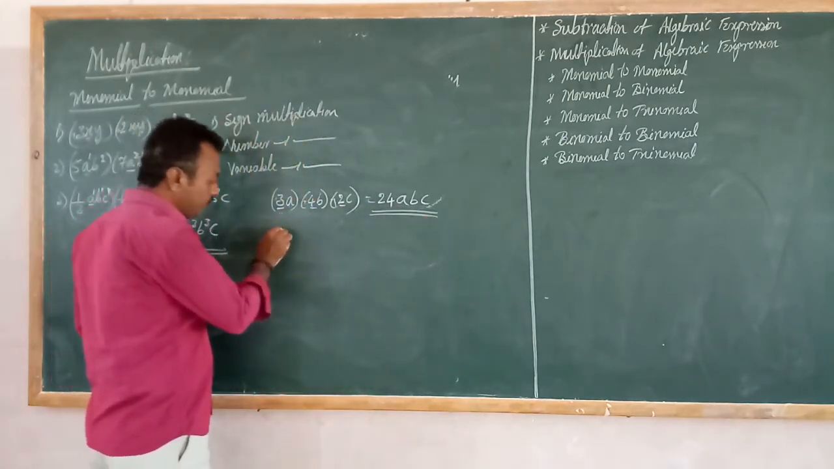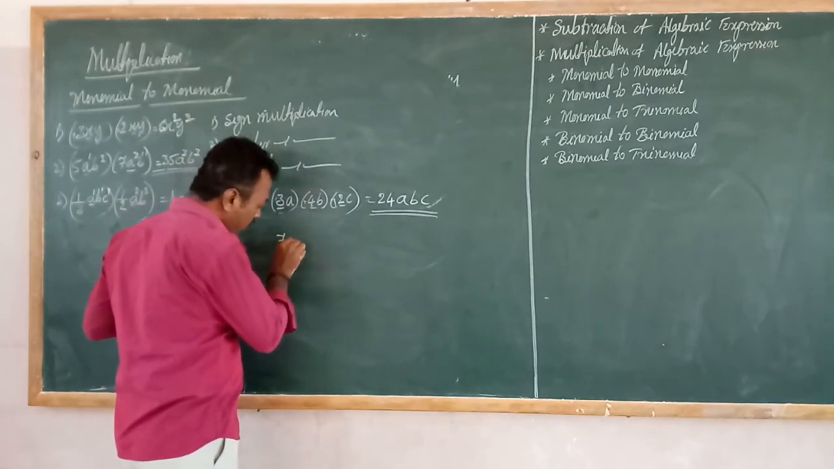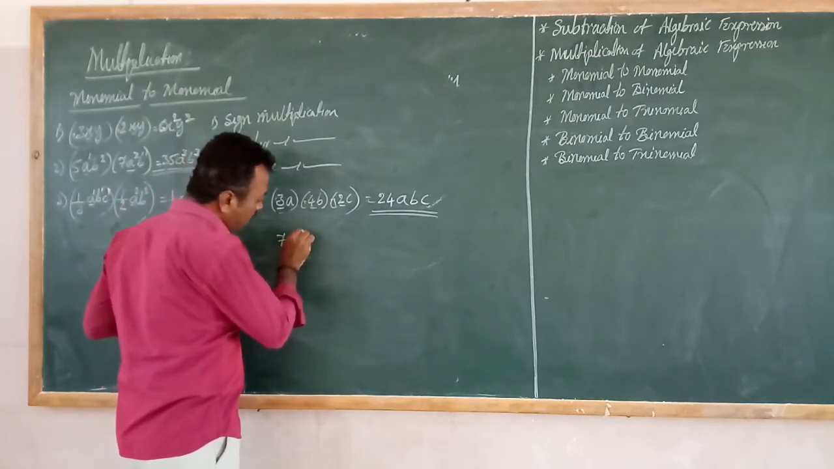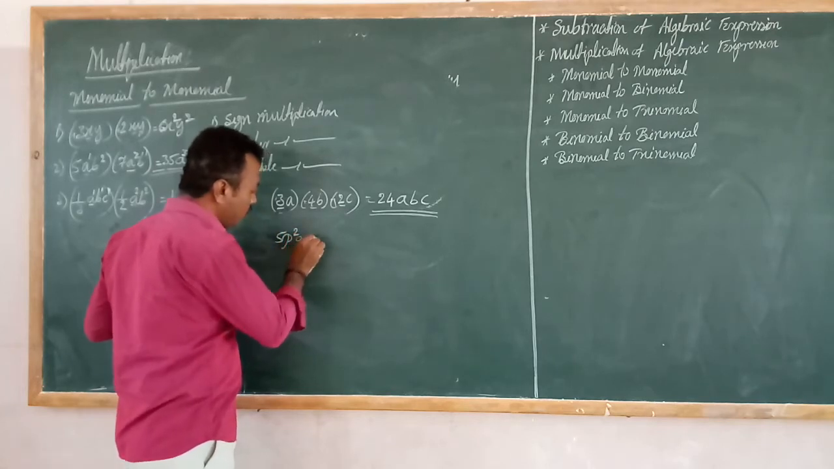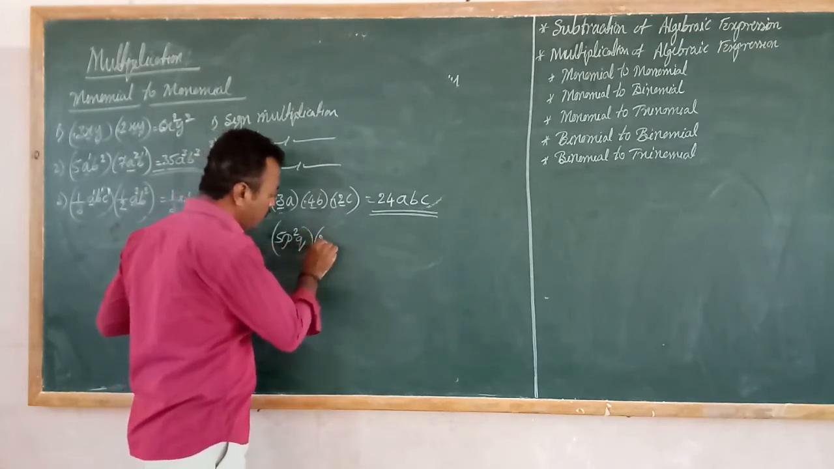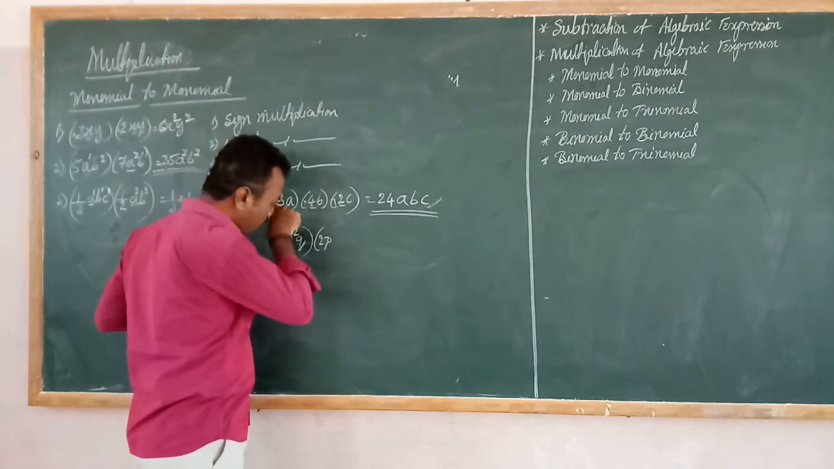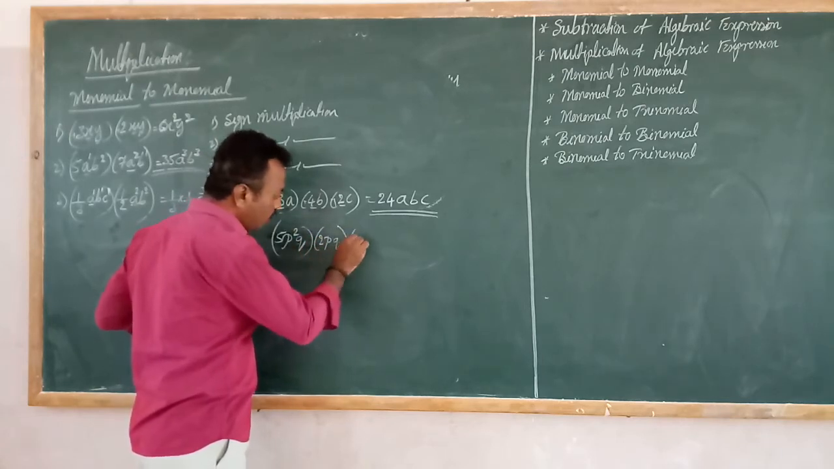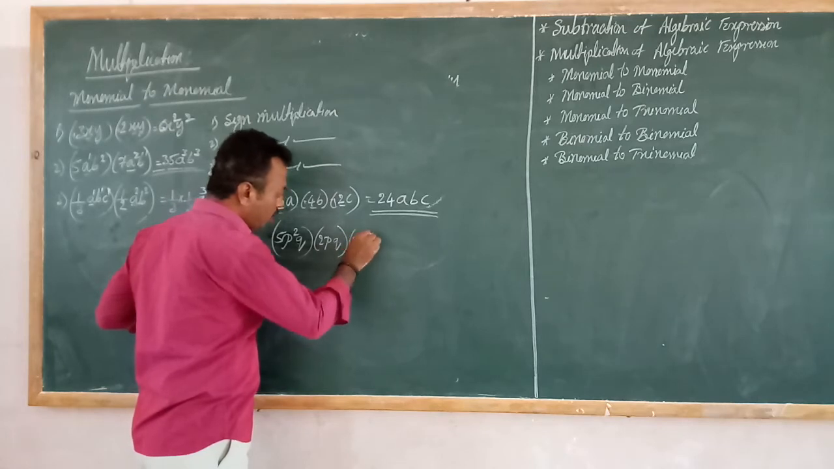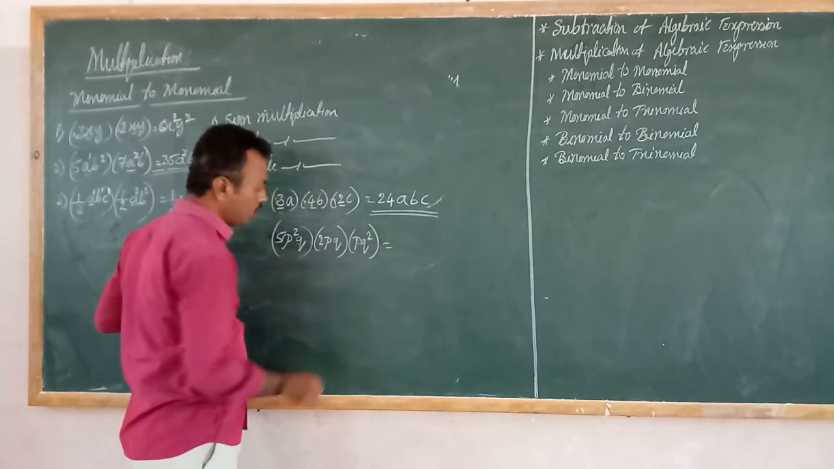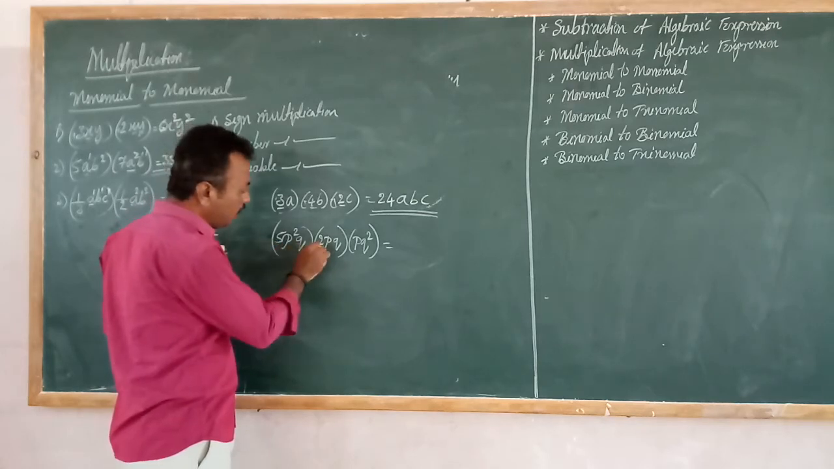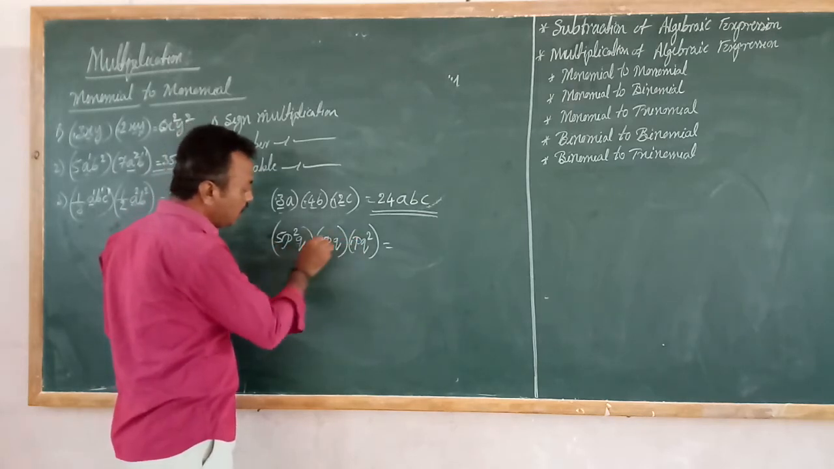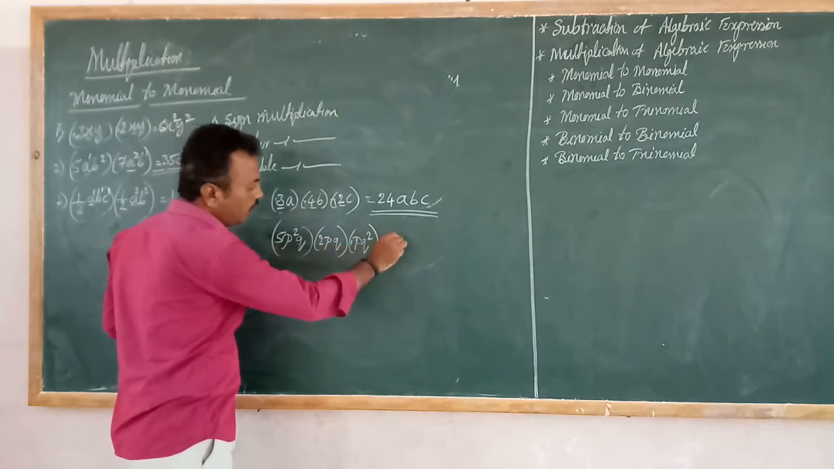So one more thing: 7ab. So 5p square q cube into 2p cube into p q square. See, first we have to do number multiplication. 5 2s are 10, and 10 into nothing means 1 is there. So 5 2s are 10, 10 into 1, 10.